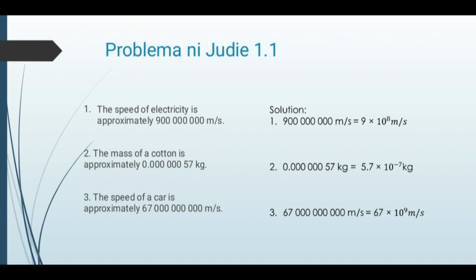Example number 3. The speed of a car is approximately 67 billion meter per second. Ang 67 billion meter per second ay may siyam na zero, kaya magiging 67 times 10 raised to 9 meter per second.